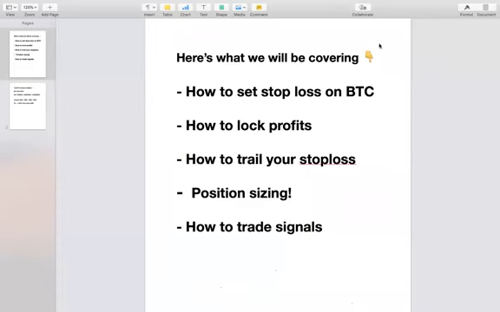Because some of you guys are still confused, right? So this is what I'm going to be covering today: how to set stop loss on Bitcoin, how to lock profits, how to trade your stop loss, position sizing, and then how to trade signals, right? Good.